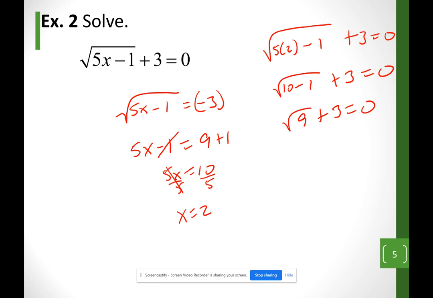Because I have a positive sign outside of my square root, I'm asking for the positive square root. Square root of 9 is 3. So I have that 3 plus 3 is equal to 0. That doesn't work. So I'm not going to accept the solution. X equals 2, I'm not going to say it's valid, because 3 plus 3 is not 0. So in this case, I have no solution.